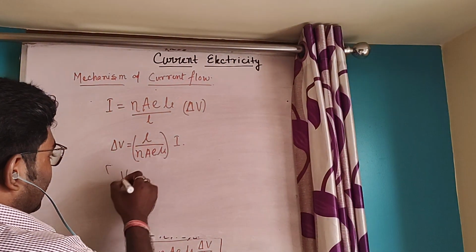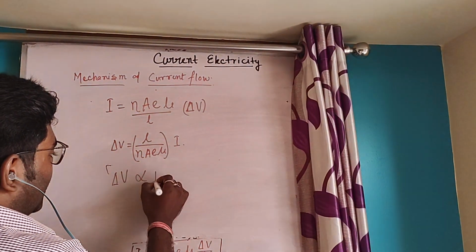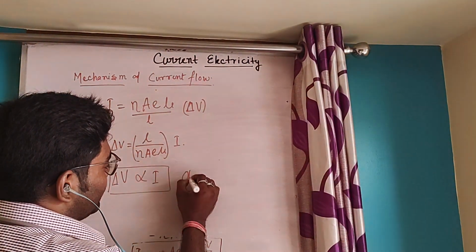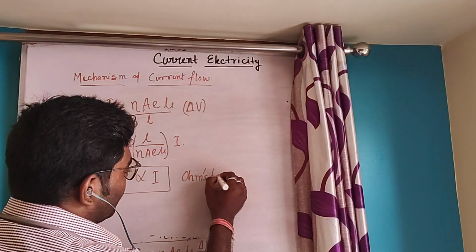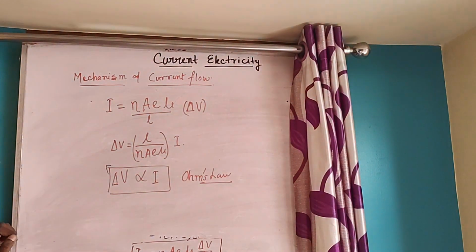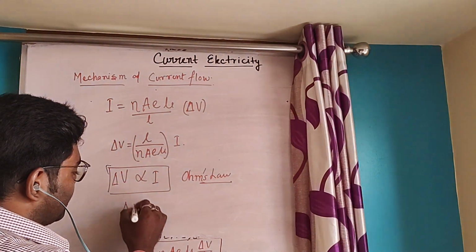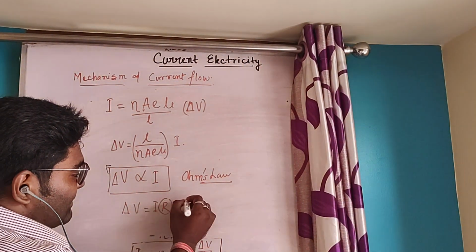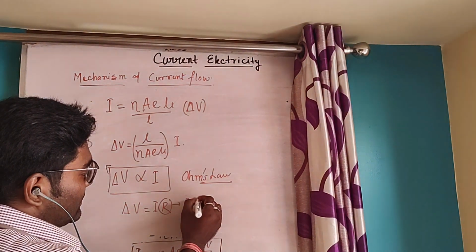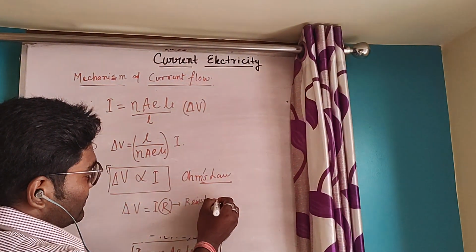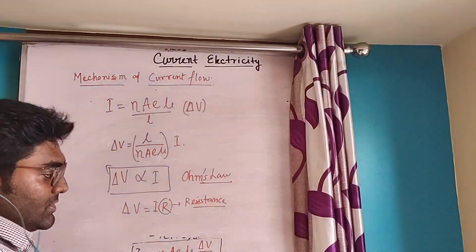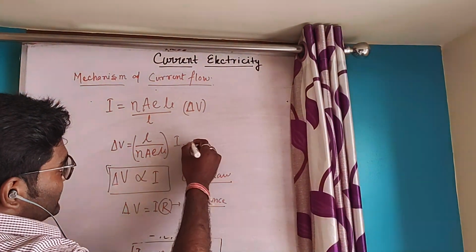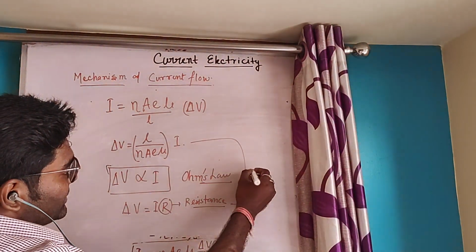So I can say delta V is proportional to I, and this is Ohm's law. And what I have said is that the potential difference change equals I into R. This is what? This is resistance.